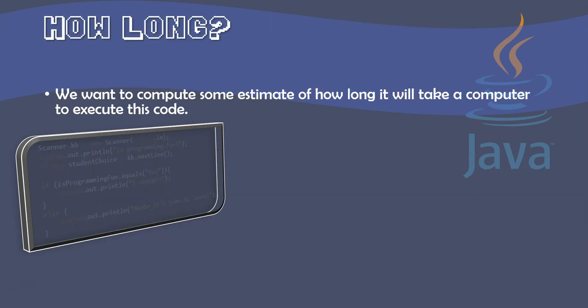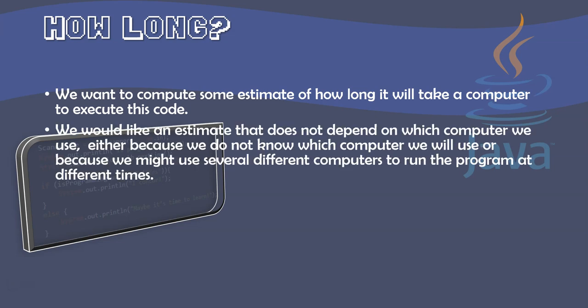So how long is it going to take the computer to execute this code? We might say we want some kind of estimate where we could go through and determine what that value is. Well, we would like an estimate that does not depend on which computer we use. We don't necessarily want this to be machine dependent, because we don't know what computer we're going to end up using. It could be a top of the line gaming laptop, or maybe it's just a tiny Chromebook. Either way, we're going to have several different computers running that program at different times, and that's going to affect our estimates.